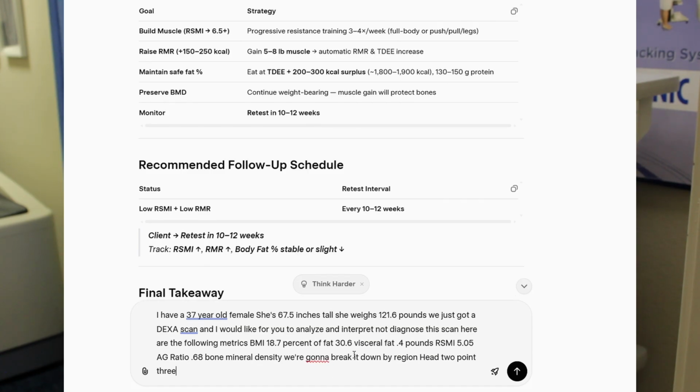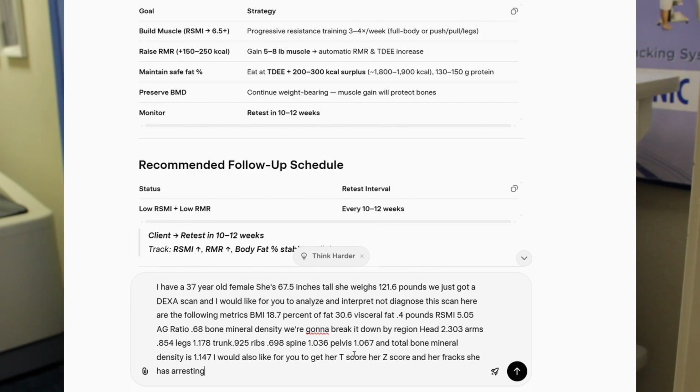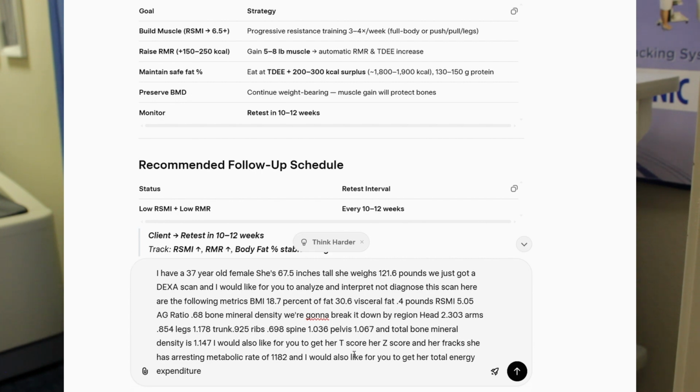Head, 2.303. Arms, 0.854. Legs, 1.178. Trunk, 0.925. Ribs, 0.698. Spine, 1.036. Pelvis, 1.067. And total bone mineral density is 1.147. I would also like for you to get her T-score, her Z-score, and her FRAX. She has a resting metabolic rate of 1,182, and I would also like for you to get her total energy expenditure. She has a low activity level.